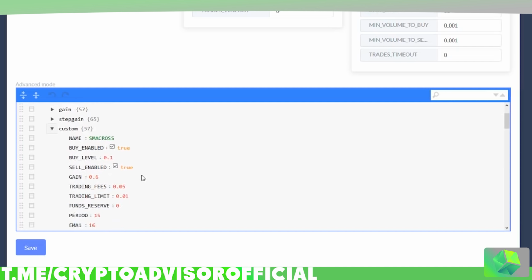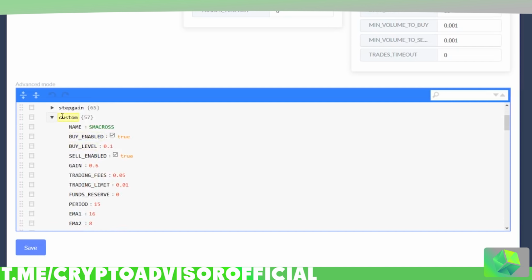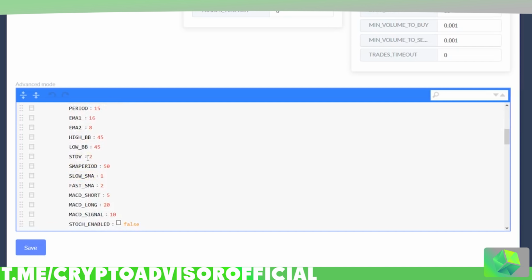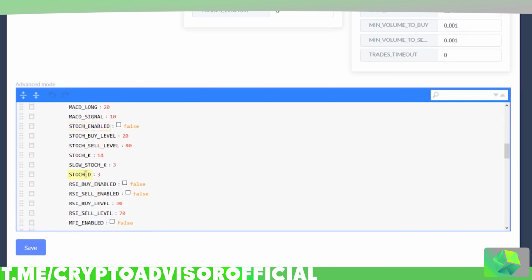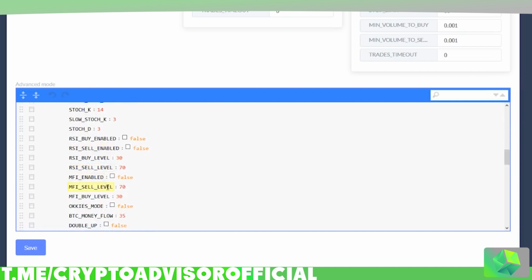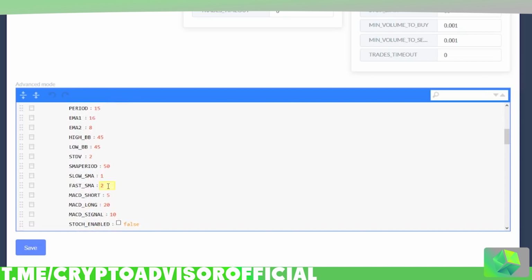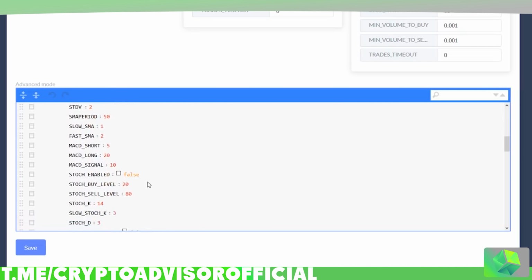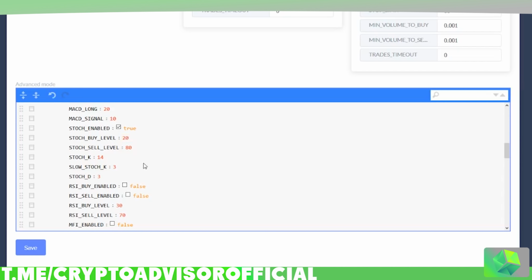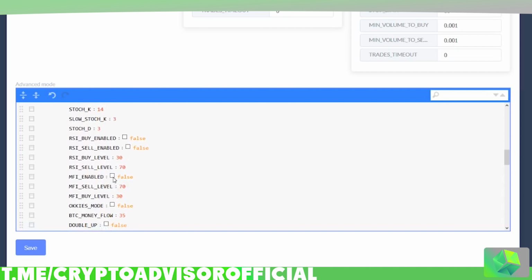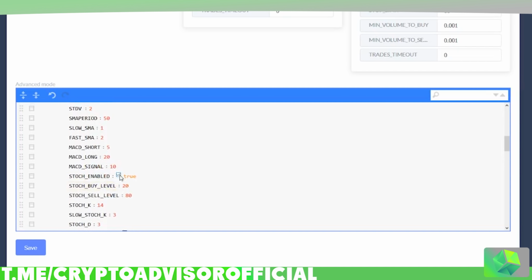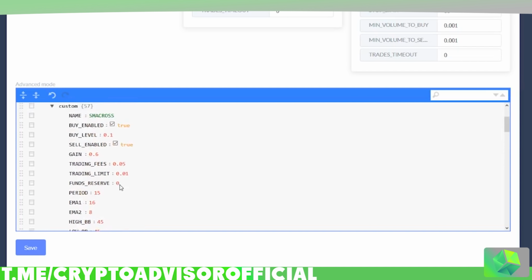So now they have added this new setting called custom, where you can use all of these indicators. You can use stock RSI, you can use MACD, you can use RSI, MFI in order to individually buy or sell. So for example, you can enable stock RSI, you can enable MFI, and then you can make your own custom indicators in Gunbot. So I highly recommend you guys play around with this if you are more of an advanced user.